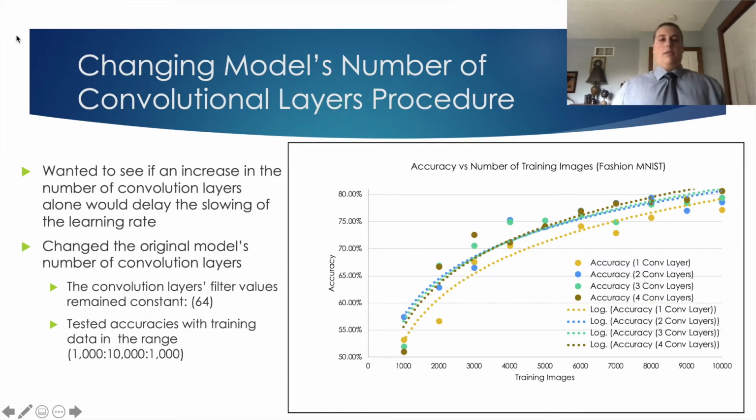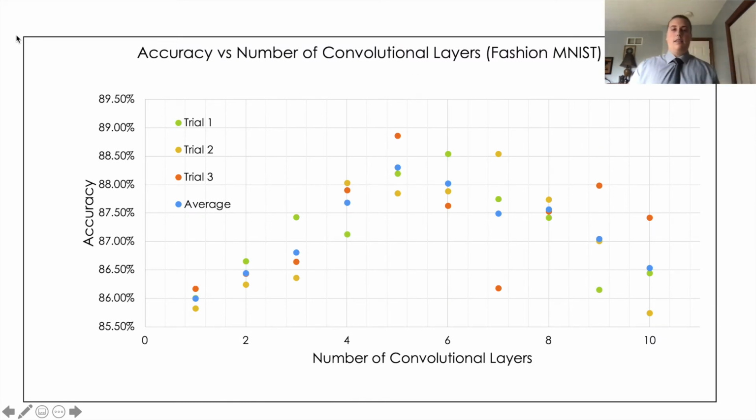So I changed the model's number of convolutional layers next, and I wanted to see if this had an effect on the slowing of the learning rate. So I changed the original model's number of layers, and I always kept the filter values at 64, so that would remain constant. And I tested the accuracies with training data between 1,000 and 10,000. In this case, it was just FashionMNIST. But the way I was doing it, it was kind of hard if I wanted to test, say, 10 convolutional layers, because I would have 10 different lines here that it's kind of hard to distinguish between. So I did it like this, where you had the number of convolutional layers and then the accuracy for each trial here.